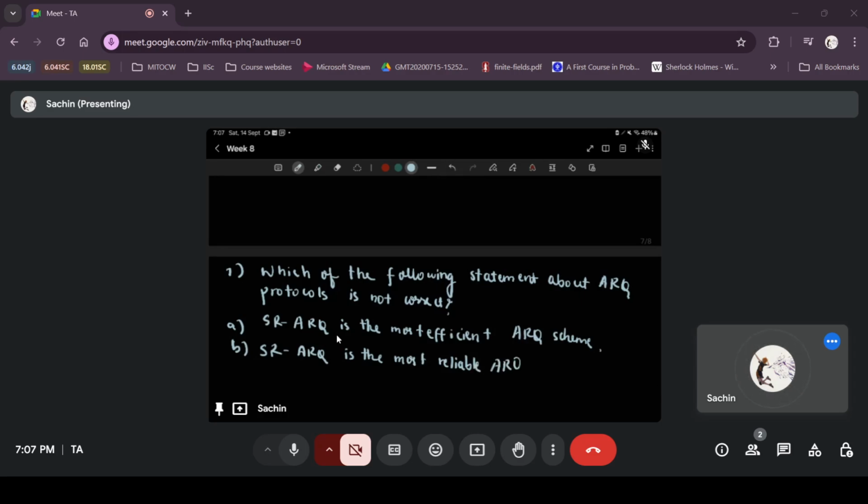No, no, no. Reliability doesn't depend on the ARQ protocol. SR-ARQ is not inherently more reliable than other ARQs, like stop and wait or go back N. So that is the first statement.